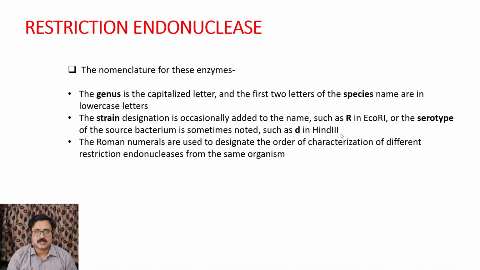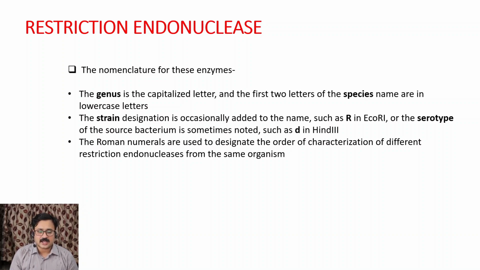So this is the number of restriction endonucleases that have been extracted from this particular strain of this bacteria. Suppose the scientists now extract another restriction endonuclease from the R strain of Escherichia coli, then that will be named EcoRII. So that is how the nomenclature of this enzyme goes.